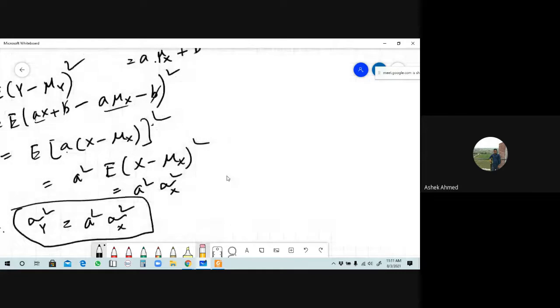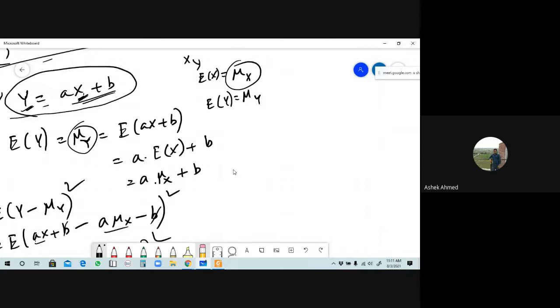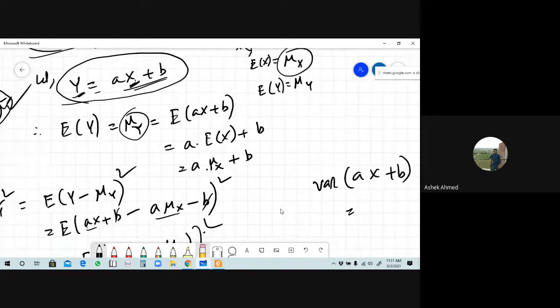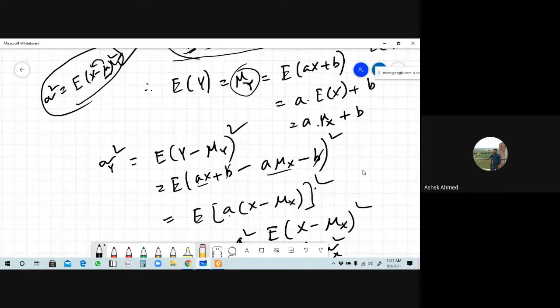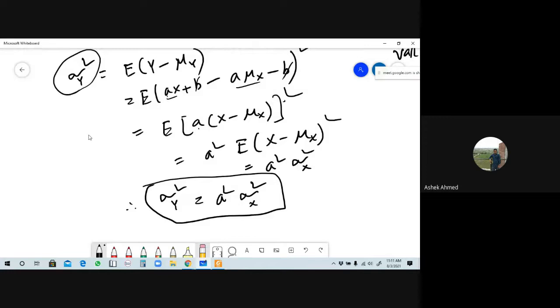Now if you want to find out the variance of ax plus b, can you say what the value will be? Initially y was ax plus b. If we find its variance, the variance was sigma suffix y square, the variance of y equals ax plus b. But its value is a square into sigma suffix x square. Sigma suffix x square means the variance of x. So we can say a square into variance of x here.